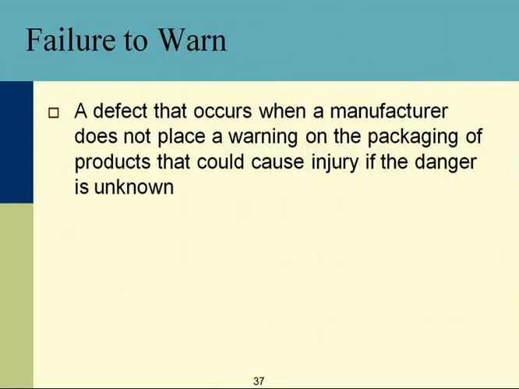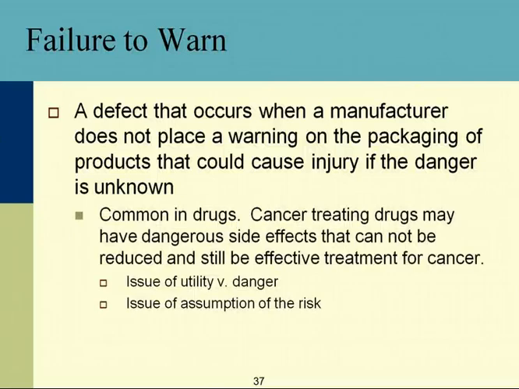Failure to warn occurs when a manufacturer does not place warning labels on a product. This can be seen very commonly in drugs. Cancer-treating drugs have very dangerous side effects, but you can't reduce those side effects and still have an effective treatment for cancer. So it's important for the manufacturer and everyone in that chain of distribution to be aware and make sure that the end consumer is warned of all of those side effects.